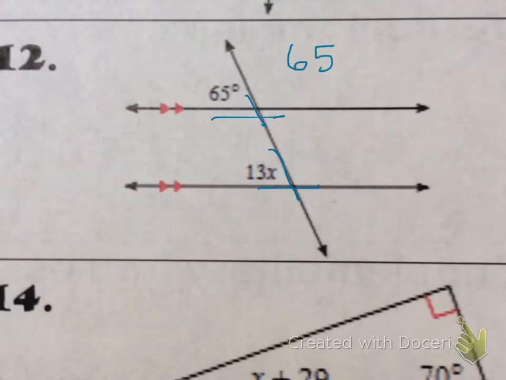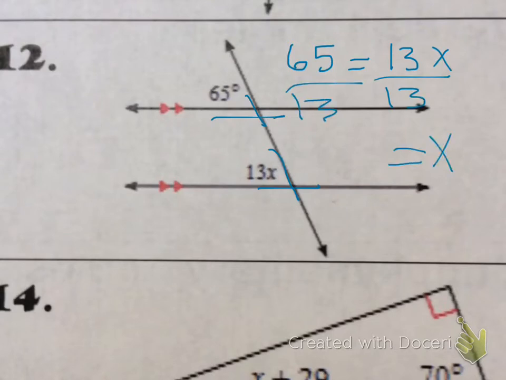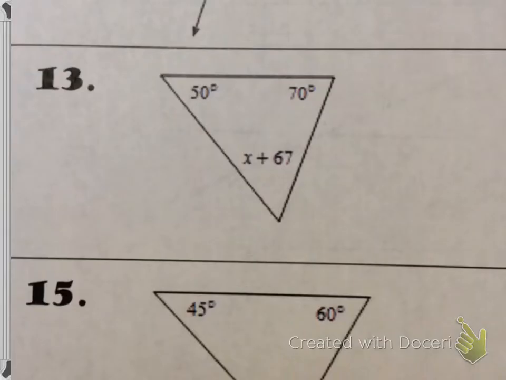So I'm going to go 65 equals 13x, and then I'm just going to solve that. To solve for the x, I'm going to divide both sides by 13, and that's going to give me my x value. 65 divided by 13 is 5. So my answer for number 12 is x equals 5. Okay, number 13, we're on to a triangle now.